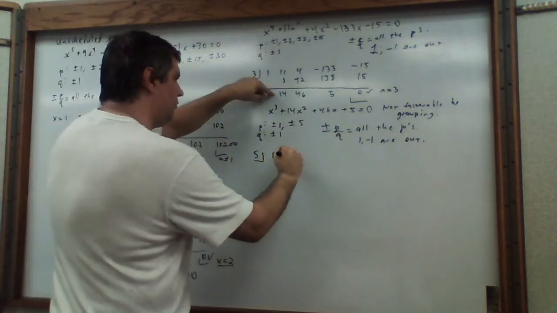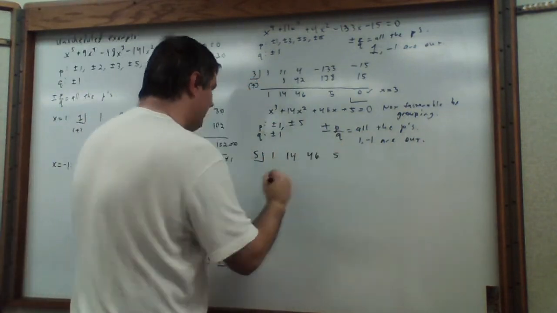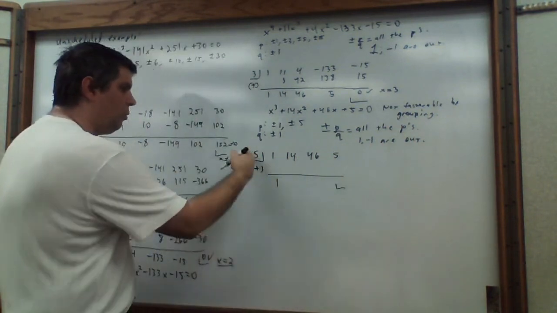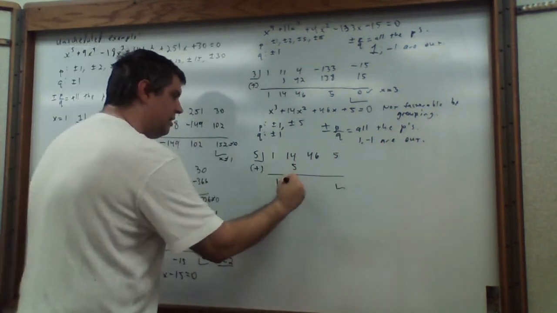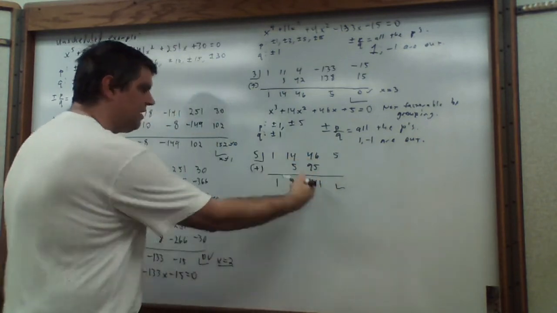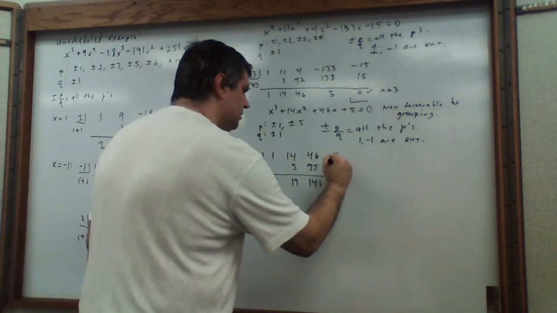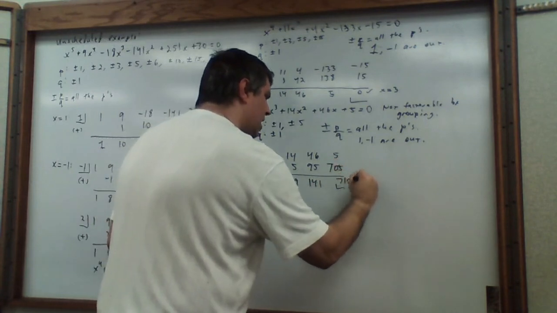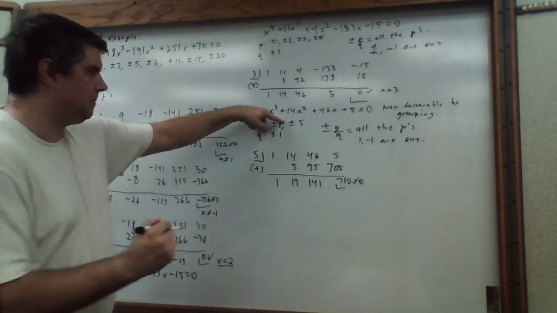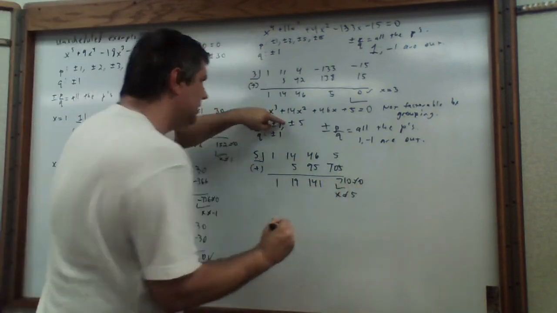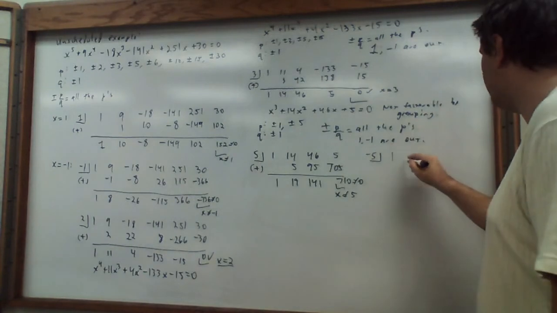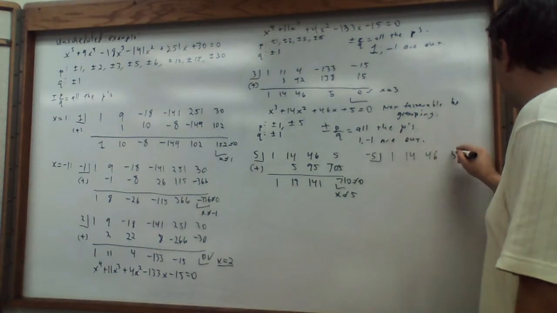So I got 1, 14, 46, and 5. Bring down the 1. 5 times 1 is 5. That's 19. 5 times 19 is 95. That is 141. 5 times 141 is 705, which gives 710, which is not 0. So 1's out, negative 1's out, 5 is now out. X does not equal 5. Now try negative 5.